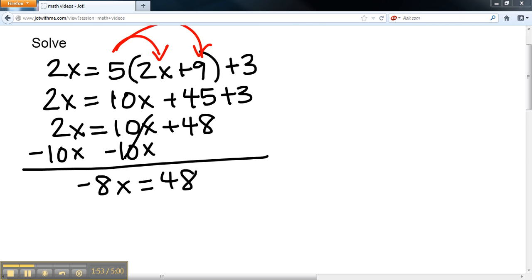Now on the left, I have x, but it's not all by itself. It's multiplied by negative 8. And I want it all by itself. So I'm going to do the inverse of that multiplication. I'm going to divide by negative 8. And I have to do that to both sides.